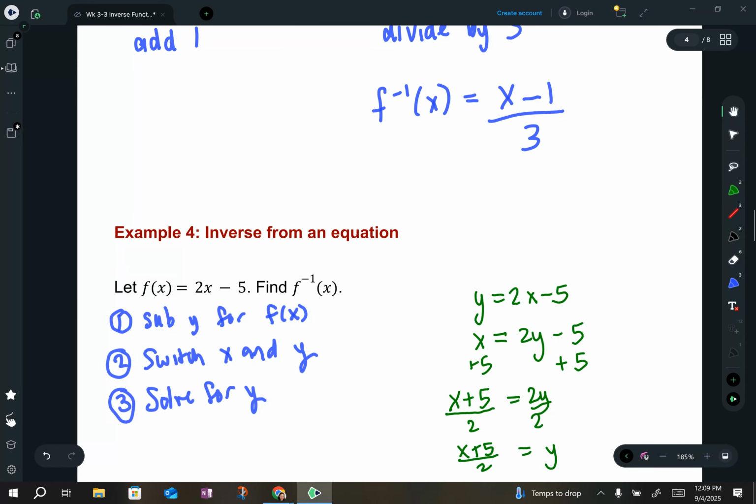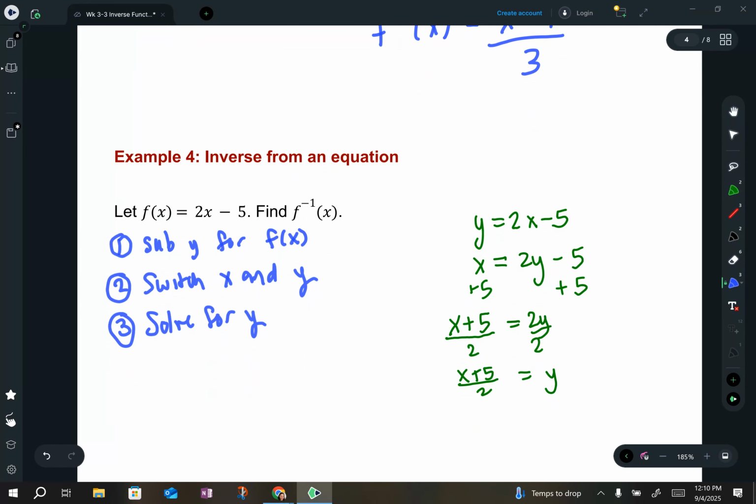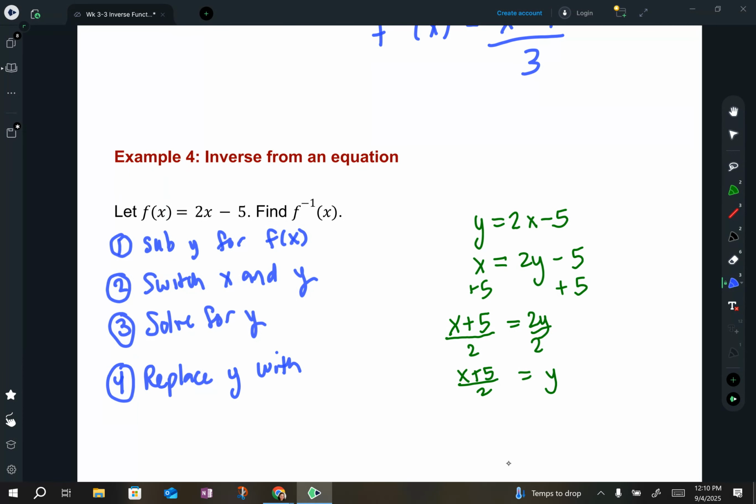And then the last step is to use the notation f inverse for y. So replace y with f inverse. So my inverse equation is f inverse of x equals (x plus 5) over 2. So that's the algorithmic method for finding the inverse.